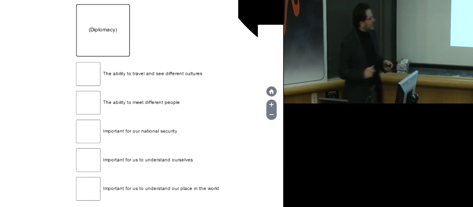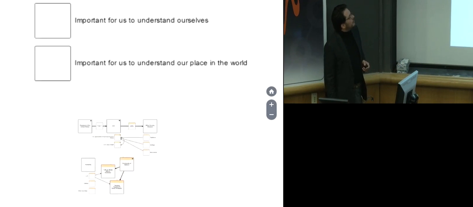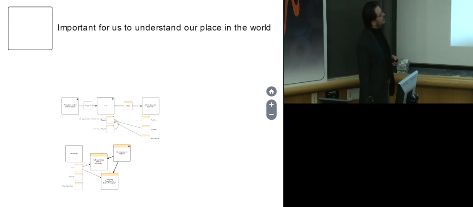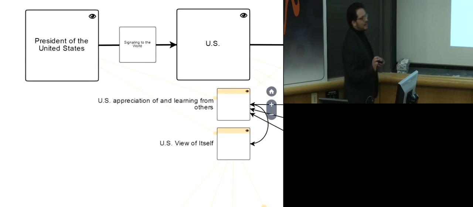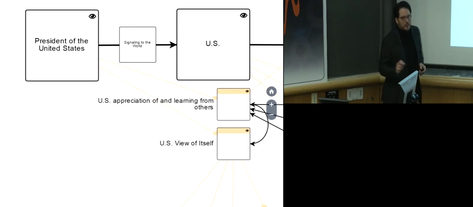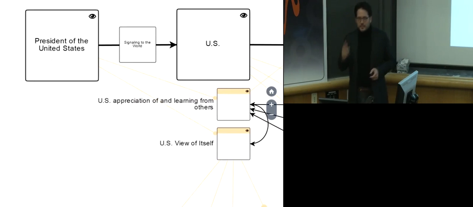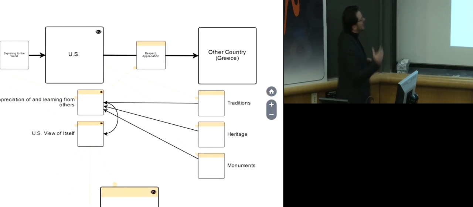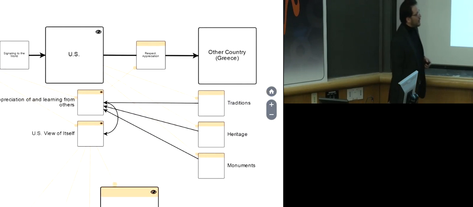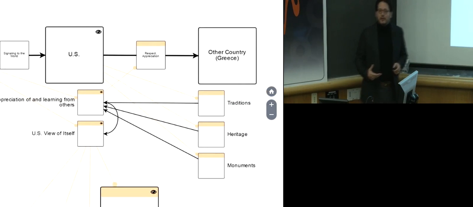What I want to focus on is the final point, which is diplomacy as a means to understand our place in the world. So if you were counting, the president used the word signal 3 times. And so what he was saying is that it's important for the US to signal respect and appreciation for other countries. And this is a way for us to actually understand ourselves better.